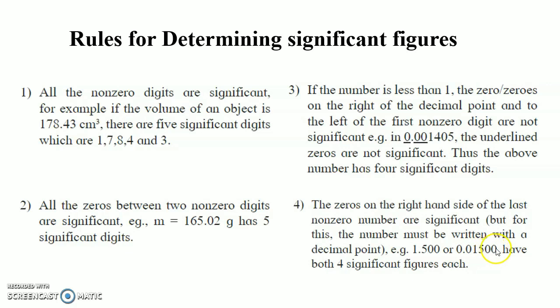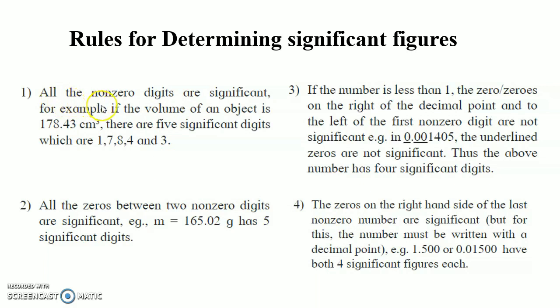So the zeros which are on the right hand side should be taken as significant. The zeros which are on the left hand side should not be taken as significant figures. So in total there are 1, 2, 3, 4 significant figures. So these are the rules while determining the significant figures.